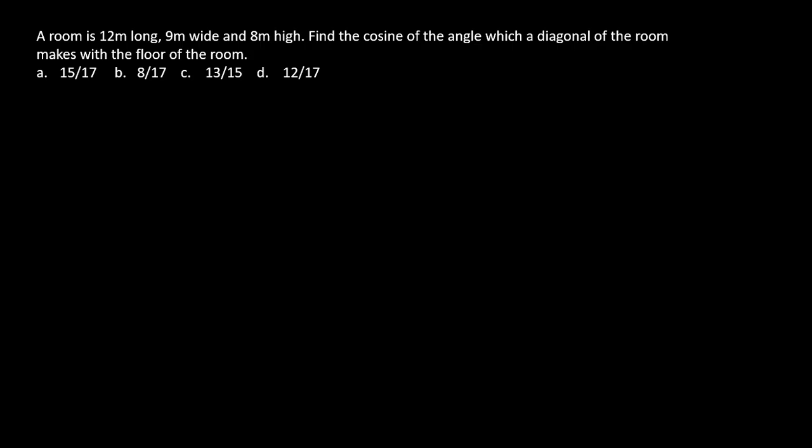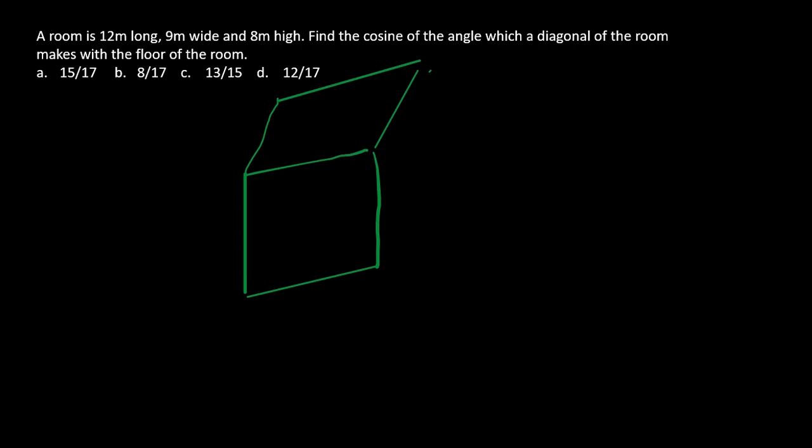This one is saying a room is 12 meters long, 9 meters wide, 8 meters high. So a room is typically having the shape of more like a cube or a cuboid. I'm just going to try to sketch it briefly. Don't mind my diagram, but in JAMB you may not really have time to sketch it, so you might just try to visualize it in your head.